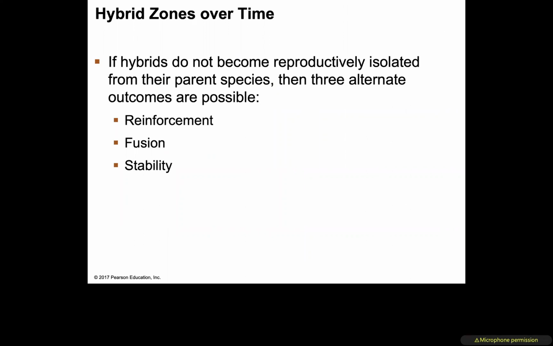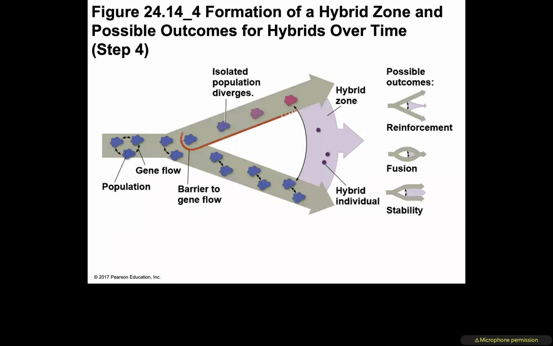All righty, so hybrid zones over time. If hybrids don't become reproductively isolated from their parent species, there are three different alternative outcomes, okay? Reinforcement, fusion, and stability. So what does that look like? If you look here, there's your three possible outcomes: reinforcement, fusion, and stability.